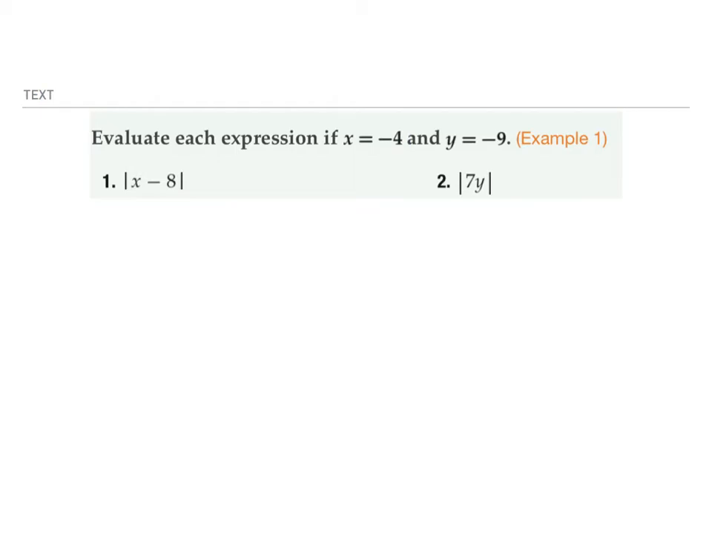All right, so to evaluate an expression with absolute values, we just do the same thing we were doing before. We take what we have for our variable and plug it in. So we have -4 minus 8, and we need to take the absolute value of that. What's -4 minus 8? -12. What's the absolute value of -12? 12. Positive 12.